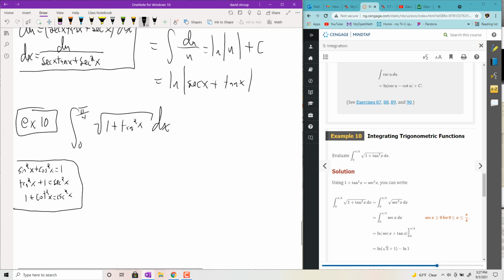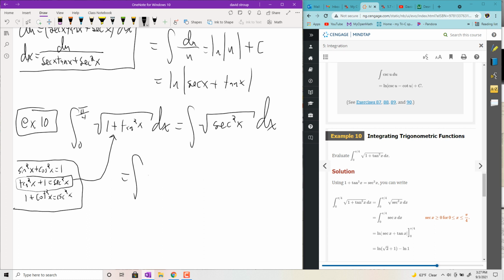So the second identity allows you to do a normal sub here, right? You could plop secant squared in the place of 1 plus tan squared. So we've got secant squared here. And then the square root of secant squared, you could just write as secant. And then from above, we know that's equal to the ln of secant x plus tan x, and then evaluate from 0 to pi over 4.